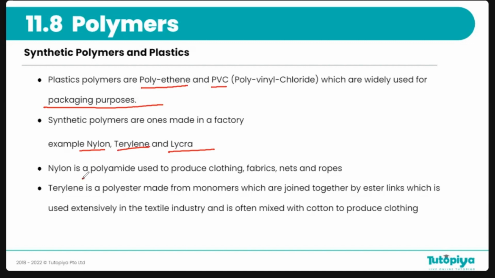Nylon is a polyamide, and nylon is usually used in clothing, fabrics, nets, and ropes. Terylene is a polyester. Polyesters are made by condensation polymerization with an ester bond. And this is usually used in the textile industry as well. Usually we use terylene to mix with cotton and produce cotton blends that we use to make different types of clothes.